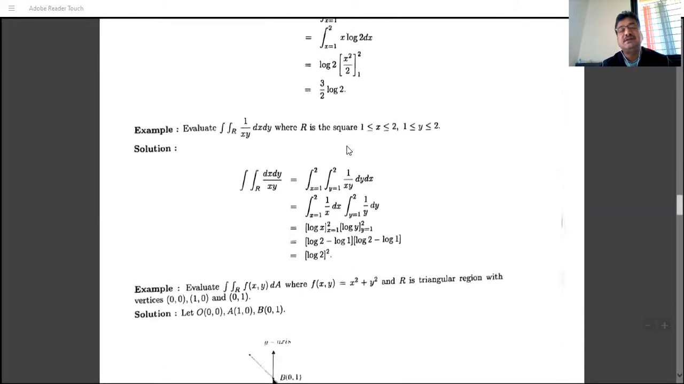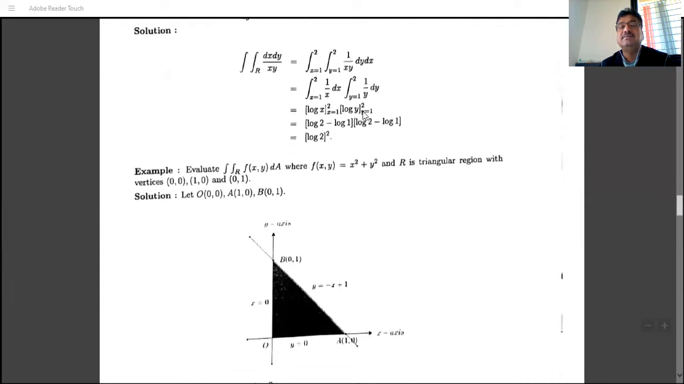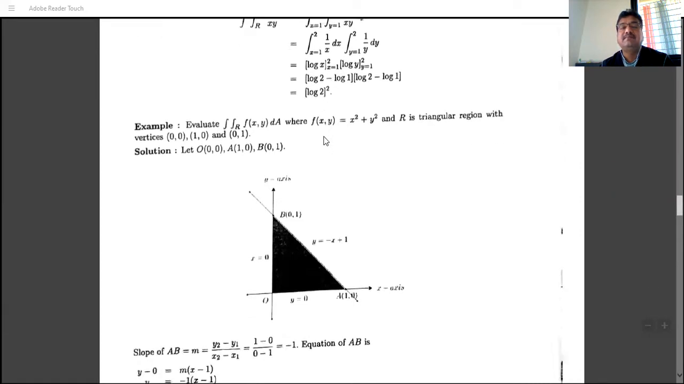Next problem: evaluate the double integration over R of 1 by x into y dx dy, where R is the region x runs from 1 to 2, y runs from 1 to 2. So integrate either with respect to y first or x first. We have this answer: (log 2) square.